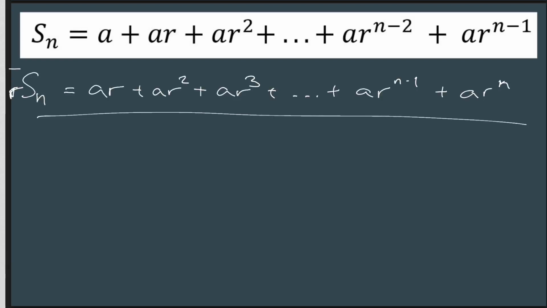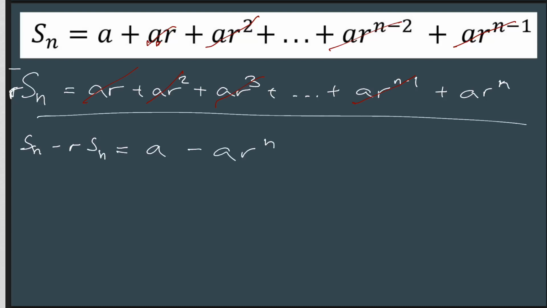So I've got Sn minus rSn equals a. This one cancels with that one when you take them. The next term here will cancel with this term here, and so on. And also this term here will cancel with whatever term lived here, just before this one. You can see that that one cancels as well, and then you'll get minus ar to the n.